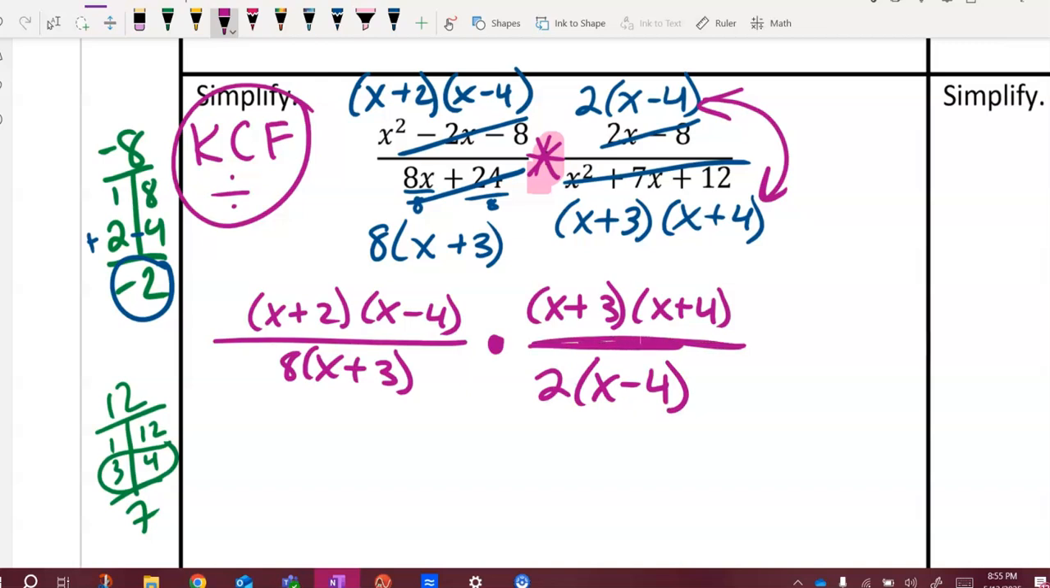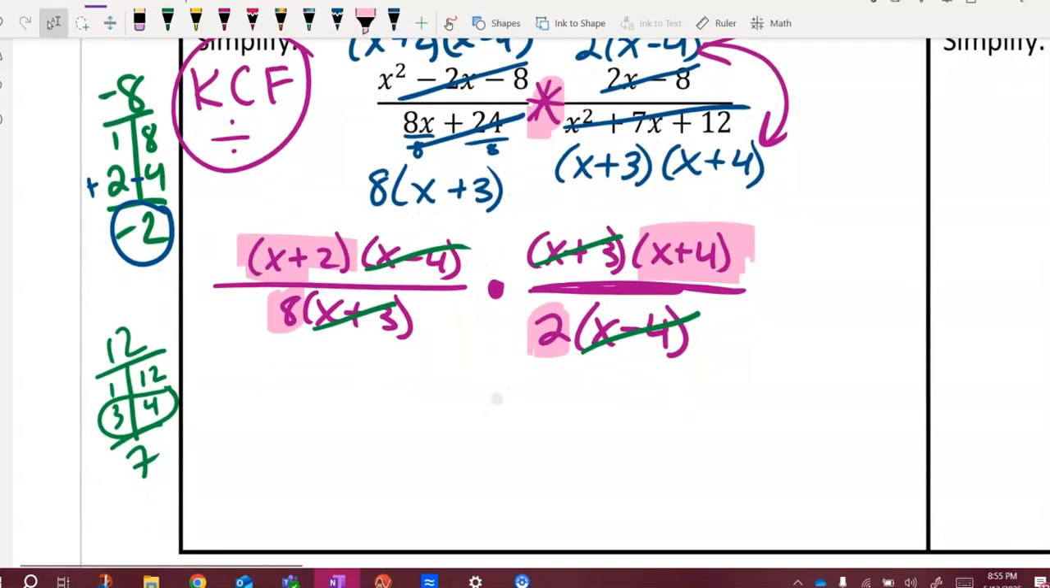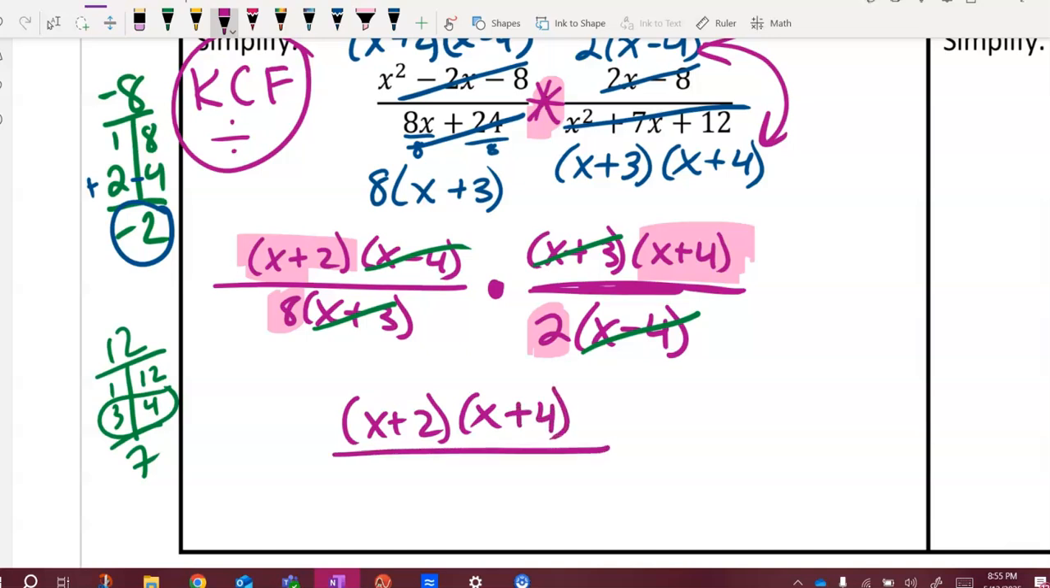All right, now we can go ahead and cancel out any factors that match. I see an x plus 3 and an x minus 4. What are we left with? We have this in the top, this, and 8 times 2 in the bottom. So rewriting it, x plus 4 all over 8 times 2, which is 16.